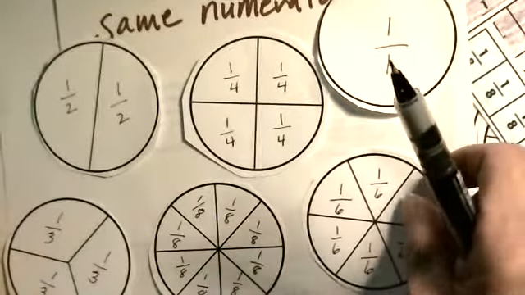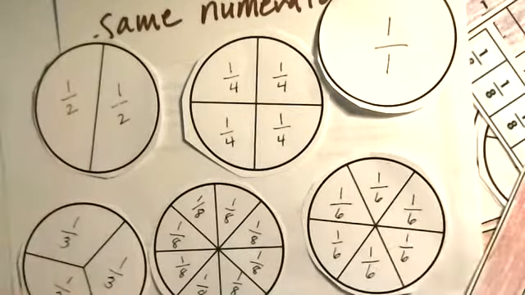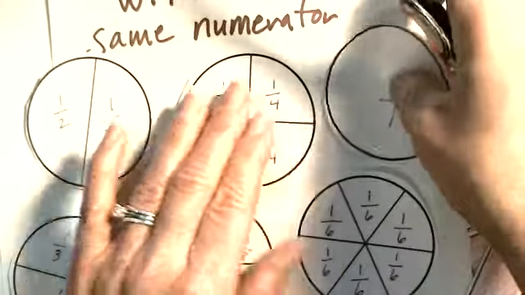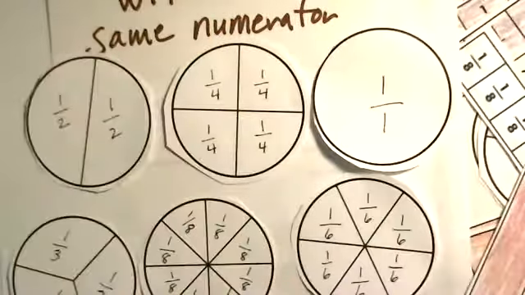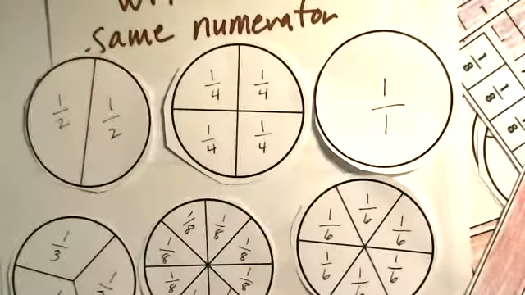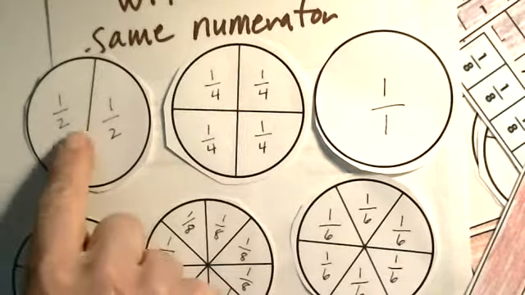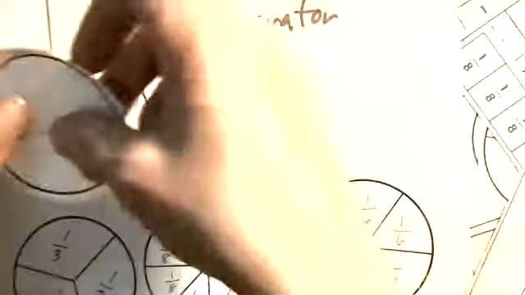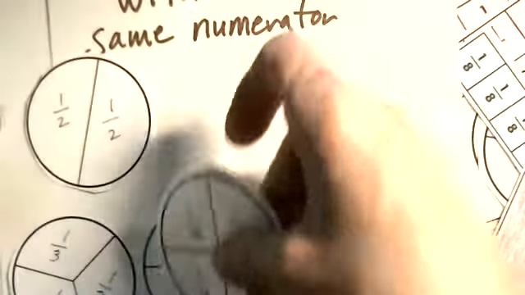If you have the same numerator, the fraction that has the smallest denominator is actually the biggest fraction, okay? Because you've broken it up into the least amount of parts. So this one is the biggest. If you wanted to make that whole a fraction, 1/1 is the biggest fraction. And then you have a half, so I'll put them in order.